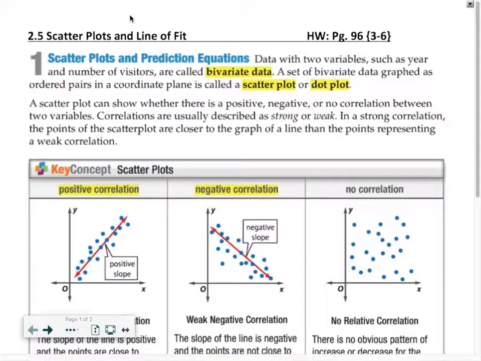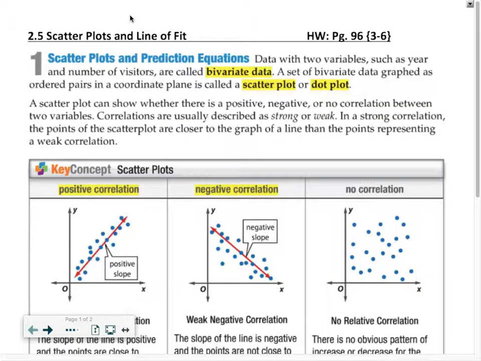Morning everyone. Today we're going to talk about lesson 2.5, scatter plots and line of fit. Your homework assignment, page 96, 3 through 6. So not a very big homework assignment, but these problems do have multiple steps, so it'll be a little lengthy.